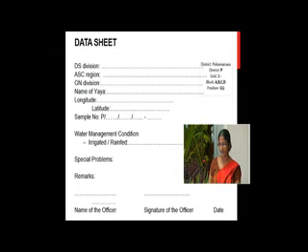In this data sheet, we collected some information about that location: DS division, ASC region, GN division, name of the year, longitude and latitude, sample number, irrigation method, and if there are any special problems, they are also mentioned in this data sheet.